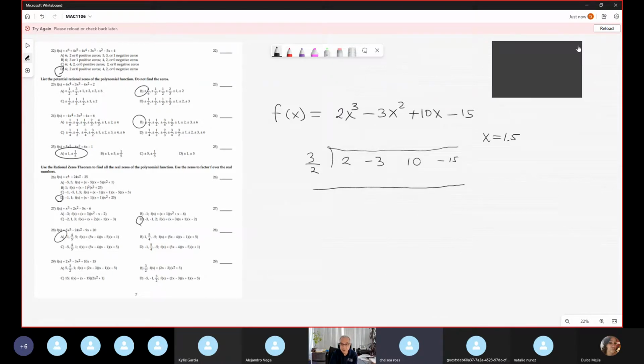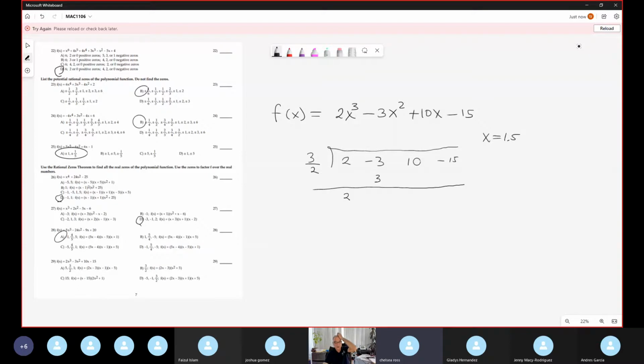Okay, nice. Then I bring down the 2. Multiplication: 2 times this is obvious, the 2 cancels. It's 3, positive 3. And 3/2 times 2 is just 3 positive. And minus 3 plus 3 is 0. And multiplication, this is 0. This is 10. And 10 times this, you divide 10 by 2 is 5. And 5 times 3, 15. Nice. And this is a 0. And that's what I see here, but much better on paper as the fraction 3/2.